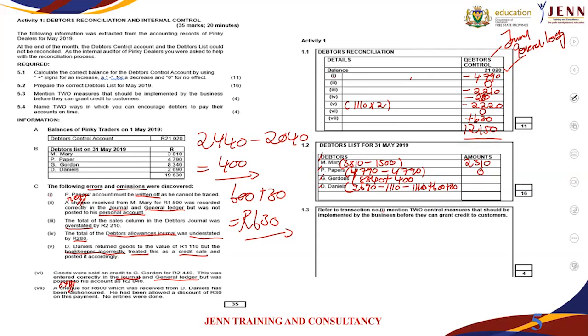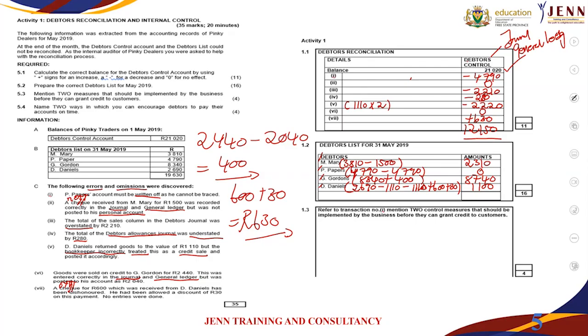With P Paper, we wrote him off, which is why the balance is 0. When we go to G Gordon's, we are going to say 8340 plus 400, which will add up to 8740. The last one is D. Daniels. We are going to say 2690 minus 1110 minus 1110 plus 600 plus 30, and when you close the bracket, the balance must be 1,100. Once we have all the balances, we must add all the amounts again. How much will it be?